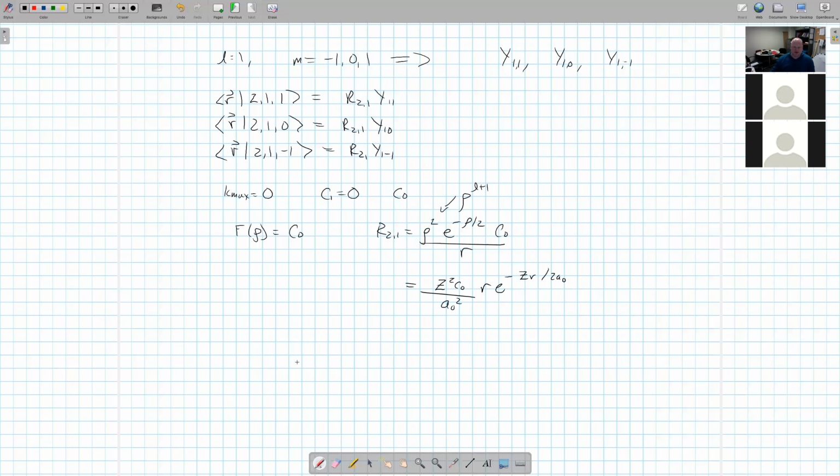Again, if we normalize this, what we find is that C0 is equal to 1 over 2 square root of 6 times square root of z divided by a0. So that R21 is going to become 1 over the square root of 3 times z divided by 2a0 raised to the 3/2 power times z times r divided by a0 times e to the minus zr divided by 2a0.